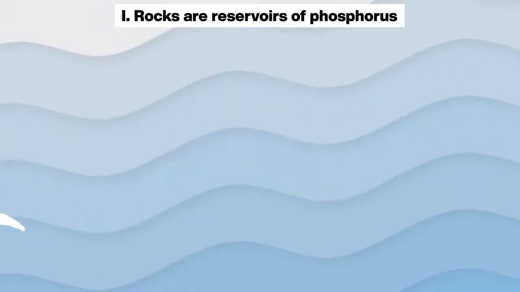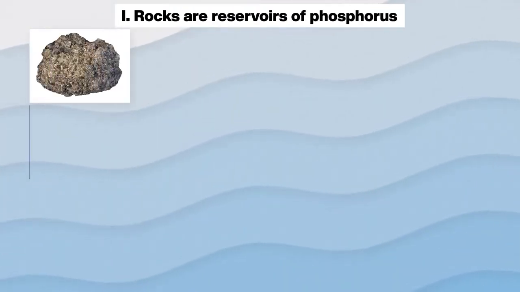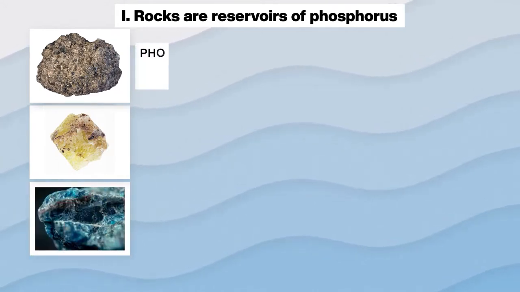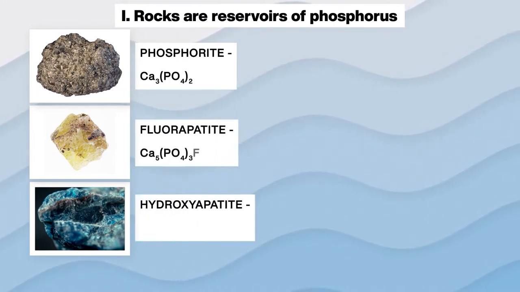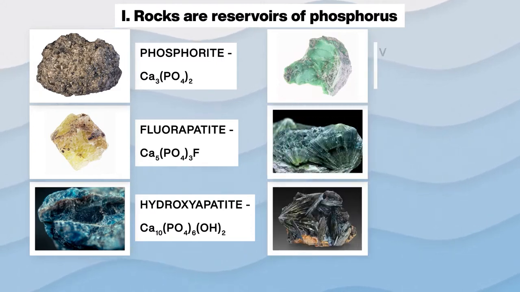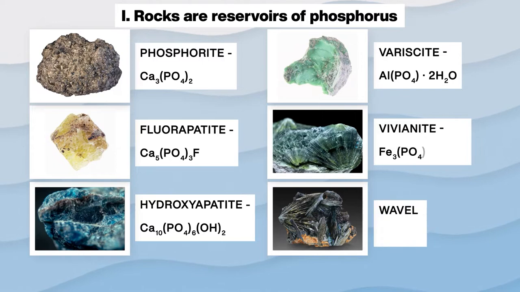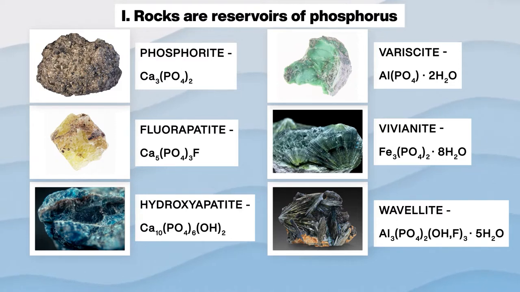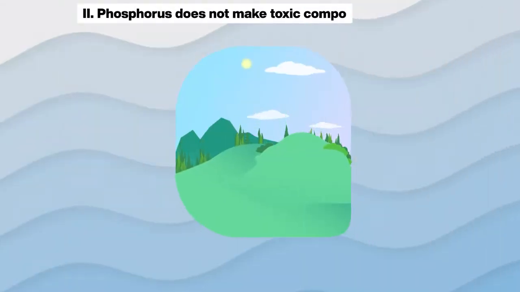Item 1. Rocks are the main reservoirs of phosphorus. The most common minerals containing phosphorus are phosphates with calcium. These are phosphorite, fluorapatite and hydroxyapatite. Less common minerals are phosphates, which contain iron and aluminum. So, Betsy, as we can see, phosphorus is always bound to metals in the lithosphere. However, apart from calcium, aluminum and iron, phosphorus is also bound to rare metals, such as strontium, lead, yttrium, scandium, ytterbium, uranium, etc.